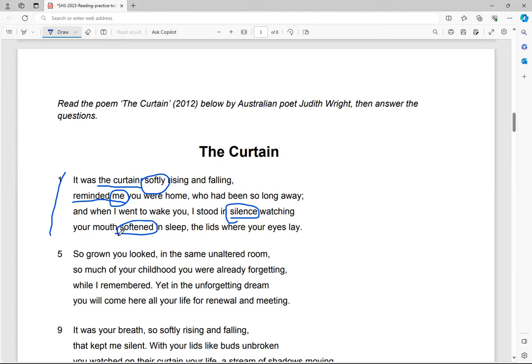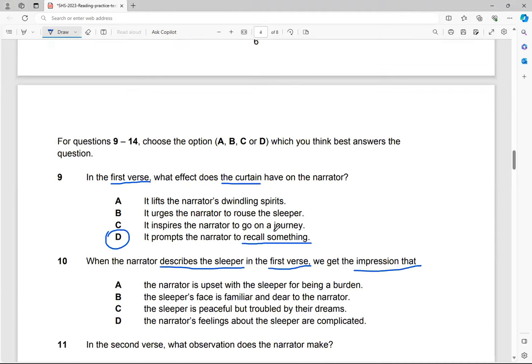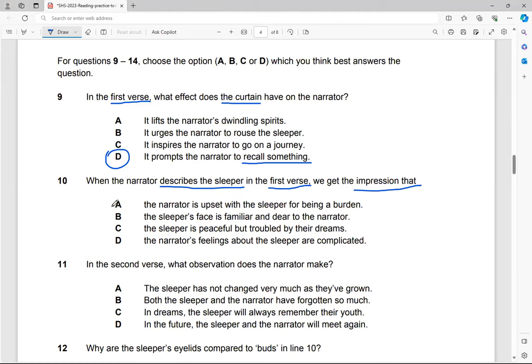The narrator doesn't seem to be looking at the sleeper with negative feelings. They're there to peacefully wake the sleeper up, and they're looking at them fondly. They're remembering something to do with the home, right? So when we go back to the potential answers, it doesn't seem like the narrator is upset. It doesn't look like the sleeper's dreams are troubled. It doesn't look like there's any complicated feelings because there's no mix of negative and positive emotions. The narrator seems to look at the sleeper endearingly. So the sleeper's face is familiar and dear to the narrator.